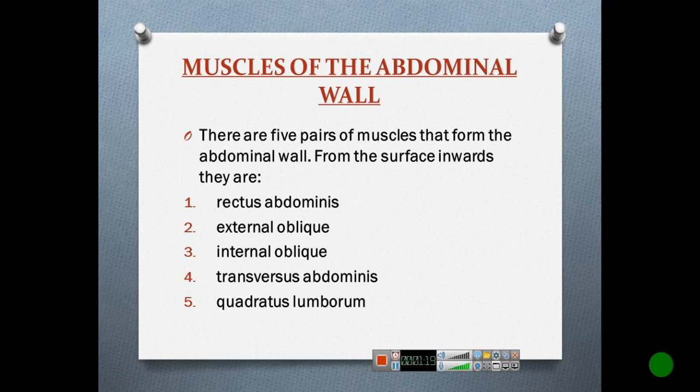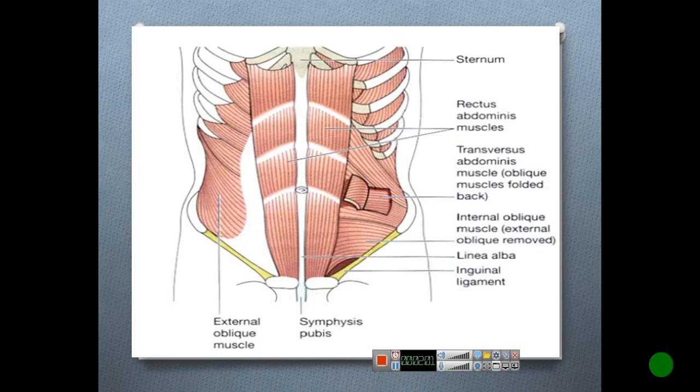There are 5 pairs of muscles that form the abdominal wall. From the surface inwards, they are rectus abdominis, external oblique, internal oblique, transversus abdominis, quadratus lumborum. What are the muscles involved in the abdominal wall? Rectus abdominis, external oblique, internal oblique, transversus abdominis, quadratus lumborum. You have to keep these names in your mind.